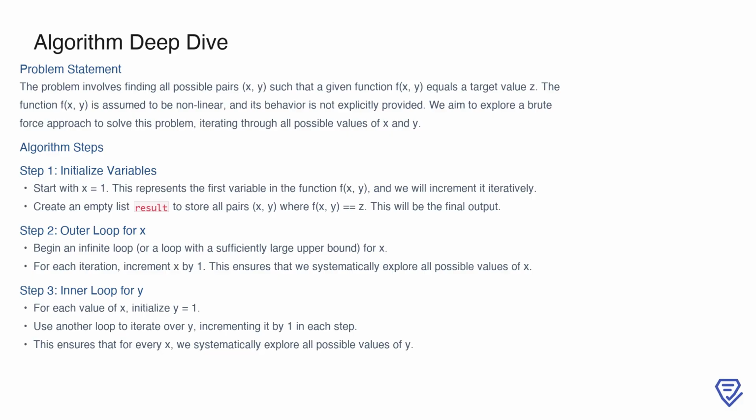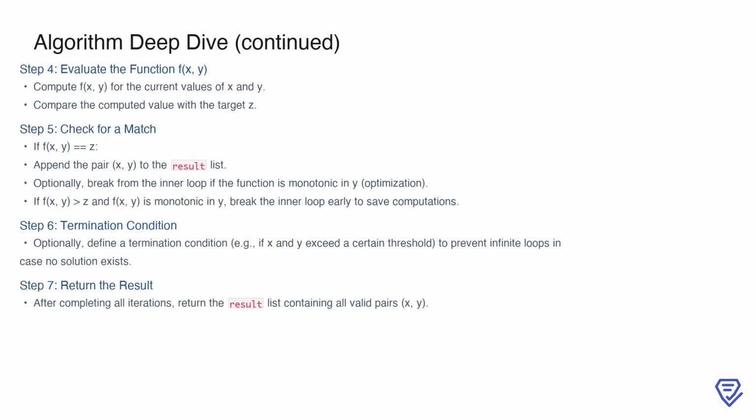For each x, we introduce an inner loop for y, starting at 1 and incrementing by 1 in each step. This nested structure ensures that for every x, we exhaustively explore all values of y, systematically evaluating every possible combination of x, y. Once we have the loop set up, the next step is to evaluate the function f(x, y) using the current values of x and y.